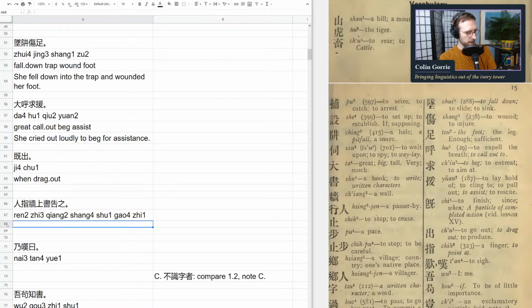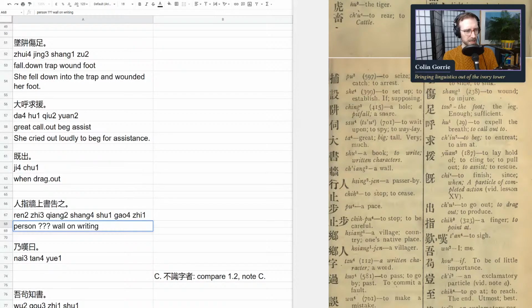So we have 人之墙上书告之. So this is going to be person, something, wall, on. We can call this writing. Gao. Gao is something like inform, I think. Where is it? Do we have it here? We don't have it here. Maybe we had it in an earlier lesson. I think it's inform. Let's take a look and see if we have it in our lexicon.